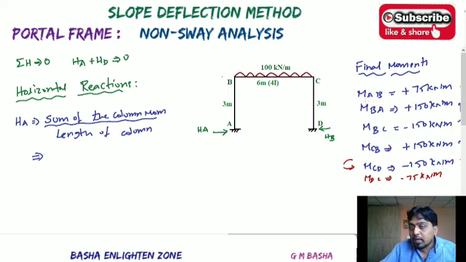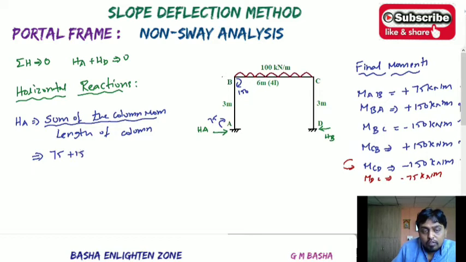So what are the moments on a particular column AB? MAB will be equal to 75 and MBA will be equal to 150. So the sum of the column moments will be plus 75 and plus 150. So I am taking 75 plus 150 divided by the length of the column. That length of the column AB will be equal to 3. Only I am talking about the horizontal reactions and AB. Here you will get one more moment for BC, don't take that one. Just take the sum of the column moments of AB.